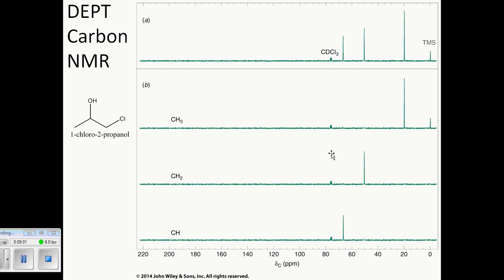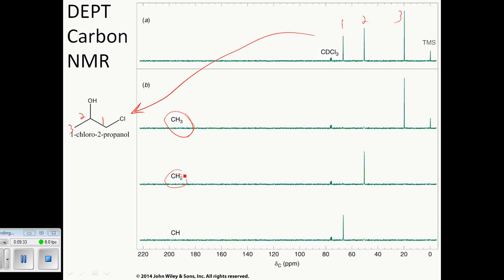So I'll move on to DEPT carbon NMR. DEPT basically takes your carbon signals, so this has 1, 2, 3 carbons, so you have 3 signals here. They correspond to the ones they're talking about over here. But when you use DEPT, the CH3 signal shows up by itself. So we know this one is a CH3, so that's number 3.